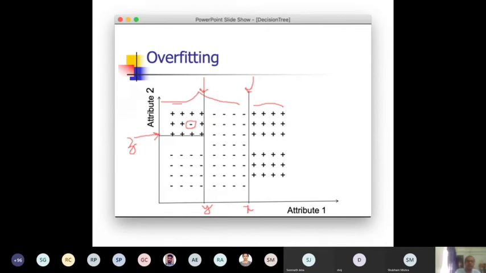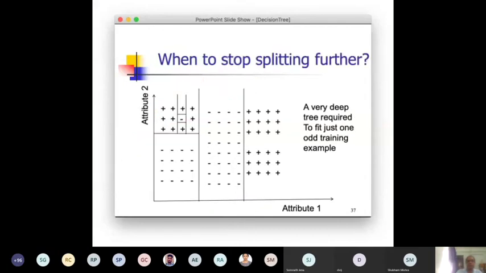In this node, you have to do splitting again, to make this hypothesis consistent, and that would cause overfitting. So you may assume that this is an erroneous example. So now you require a very deep tree to fit just one odd training example. That is the problem of overfitting. Let me show you what happens if you go on doing this kind of splitting. After that, you can see that you have many splits.